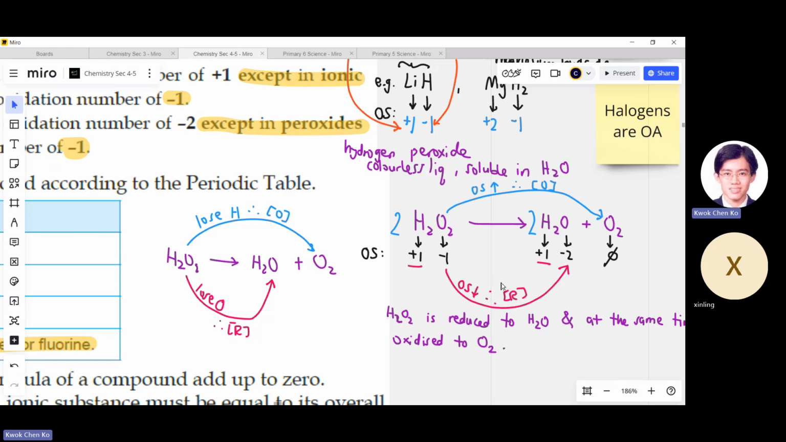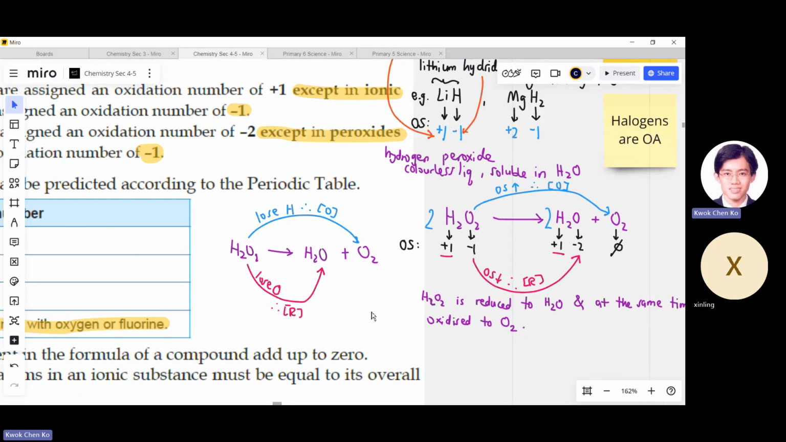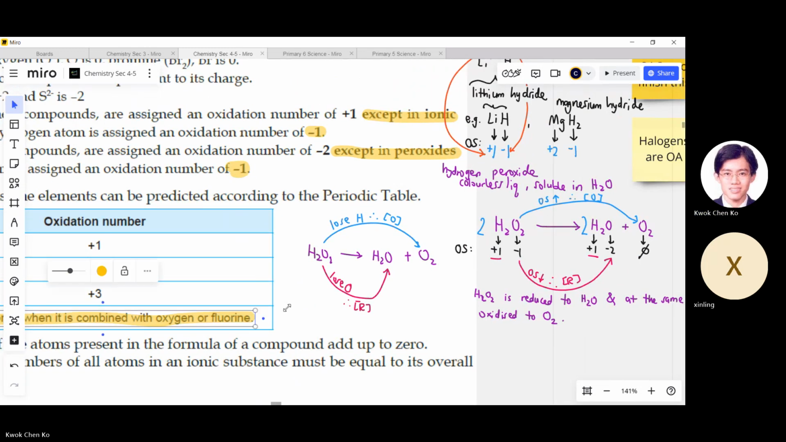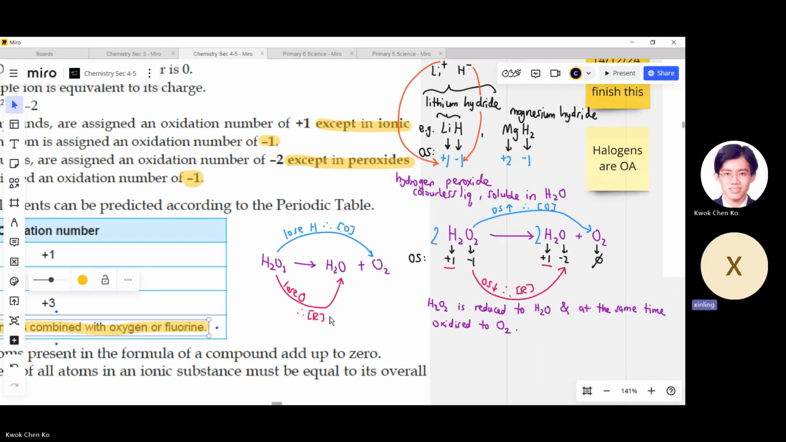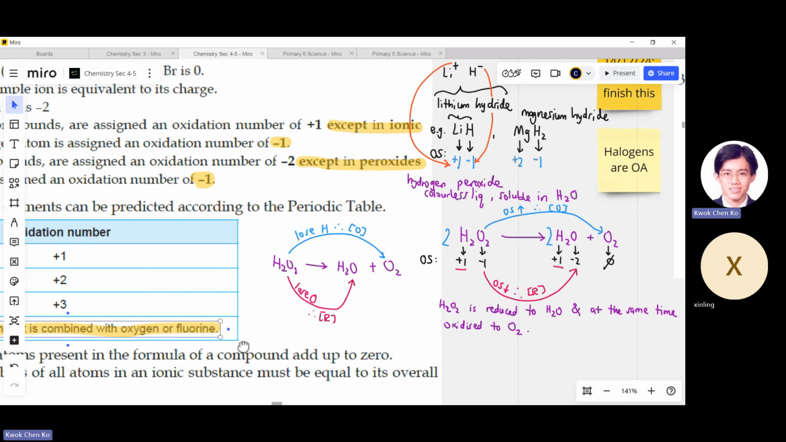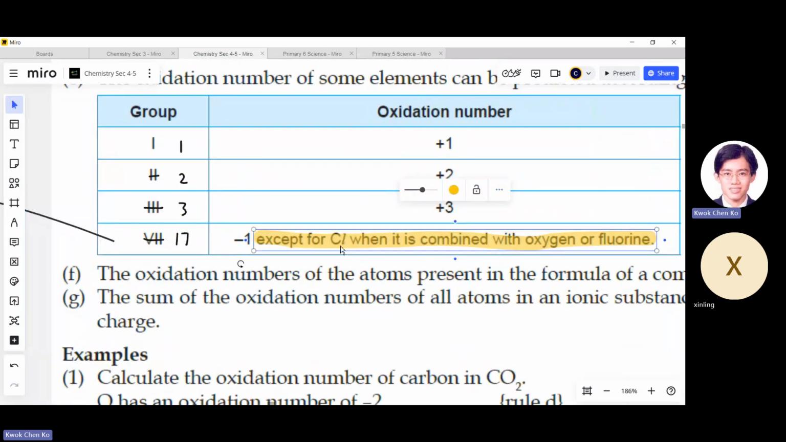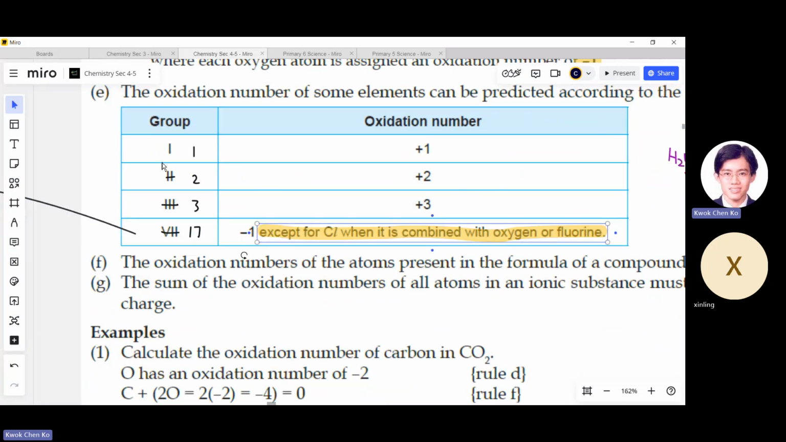Okay, so that's that. Let's look at the last exception. Oh, any questions, anyone? Xingling, are you fine? Yes. Oh, okay, good to know that you're still there. Now look at the last one. This one. Chlorine. Be careful when you see chlorine with, let's say, oxygen.